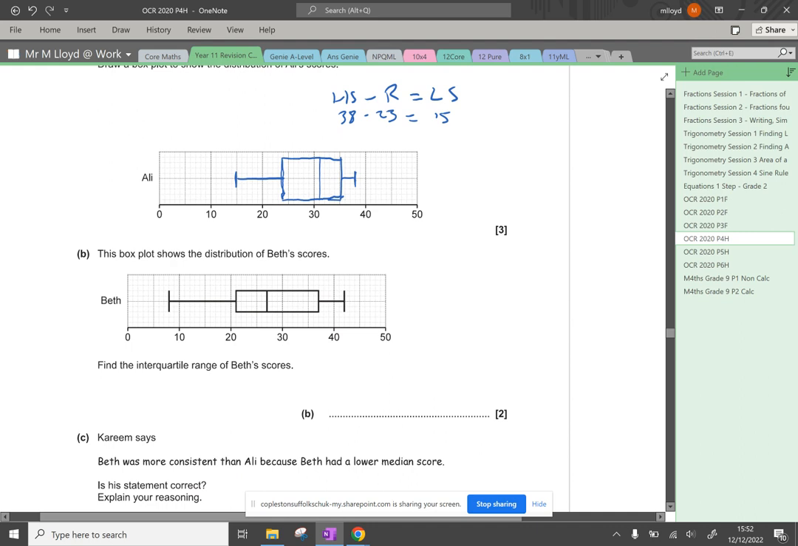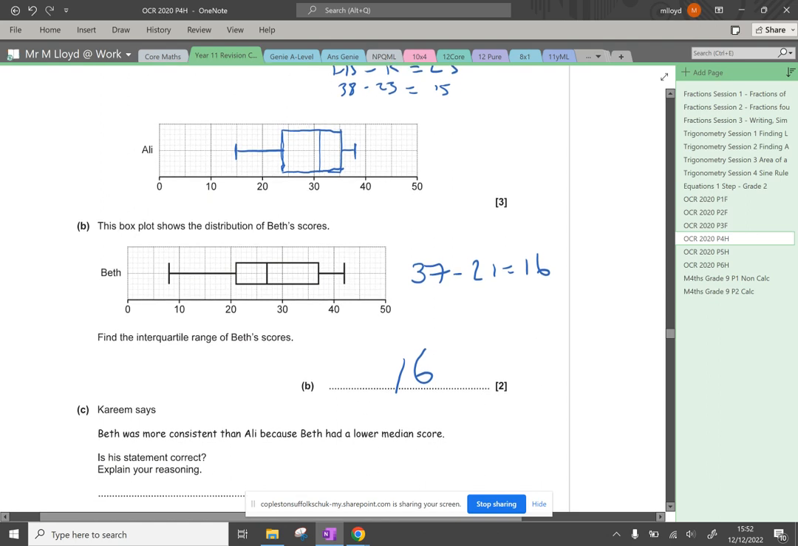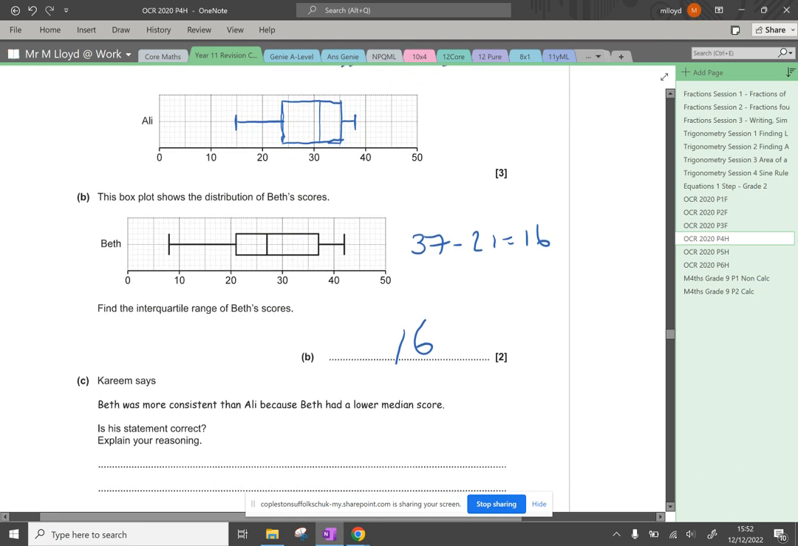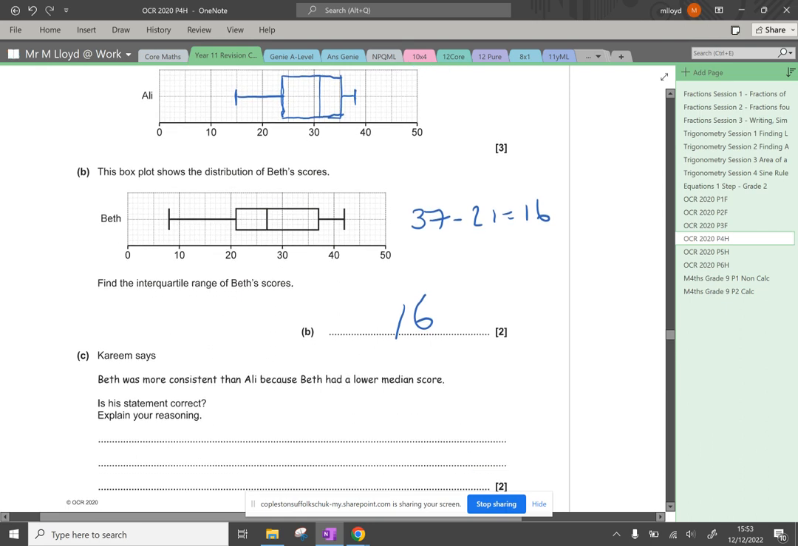Find the interquartile range of Beth's scores. So we've got 37, and then we need to subtract 21, which gives us 16. So we've got 16 for that. Kareem says Beth was more consistent than Ali because Beth had a lower median score. I think he's wrong. So Kareem is wrong.